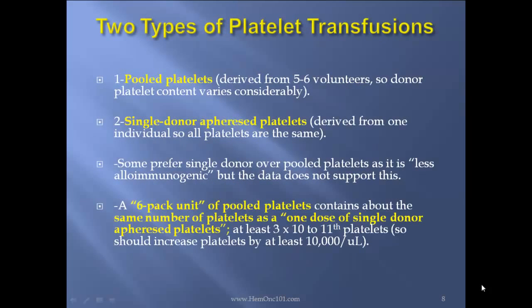There are two types of platelet transfusions. One, pooled platelets, derived from 5 or 6 volunteers, so donor platelet count varies considerably, or single donor apheresis platelets, derived from one individual, so all platelets are the same. Some prefer a single donor over pooled platelets as it is less alloimmunogenic, but the data does not support this. A 6-pack unit of pooled platelets contains about the same number of platelets as one dose of single donor apheresis platelets, at least 3 times 10 to the 11 platelets, so should increase platelets by at least 10,000.